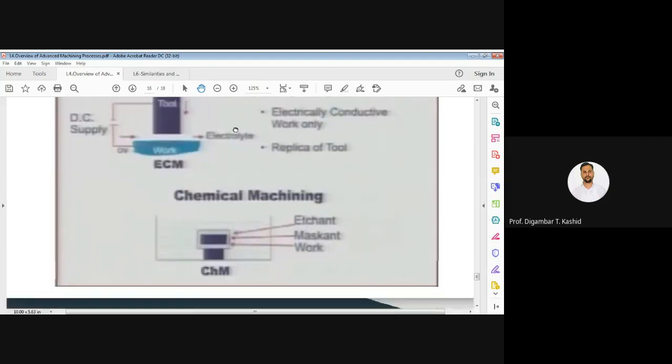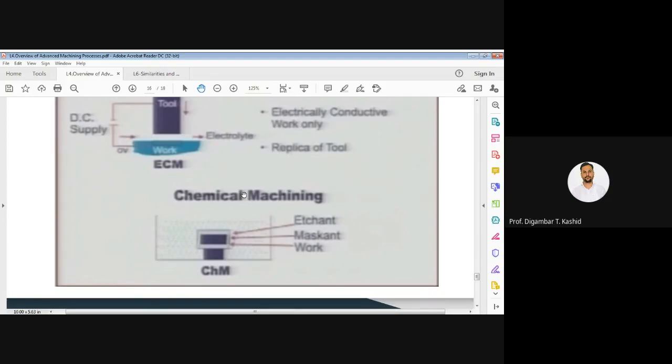Now let us go to another process, called chemical machining. In this process, normally an etchant is used. Etchant means a chemical which reacts chemically with your workpiece. Another is a maskant. The maskant is used on your workpiece surface to hide the part of the surface from where you do not want to remove the material.